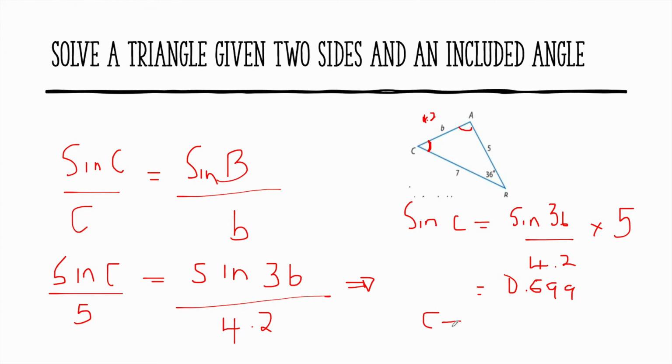Okay, so now you can put this and say C will be equal to the second function. You press shift and then sine, and you put 0.9699. Okay, that should give you your angle C. Shift sine 0.9699. Okay, you get that your angle is 44.4. So that is our angle. Our angle here is 44. So to round it off, we just use 44 as our angle.